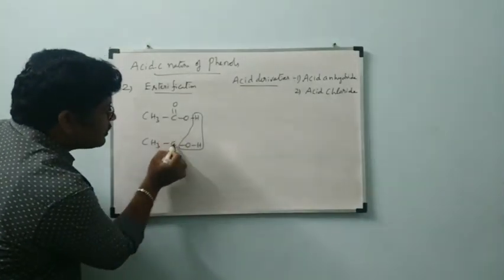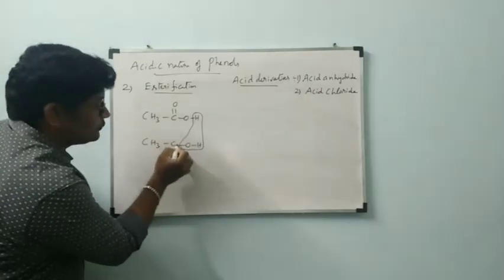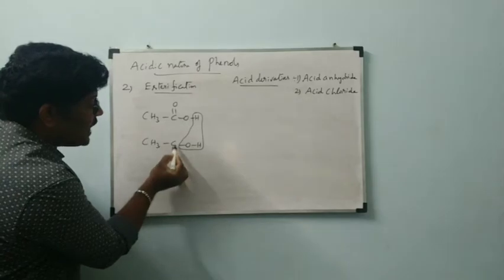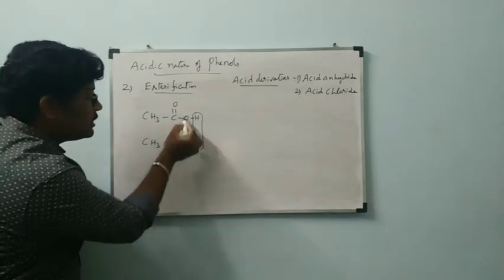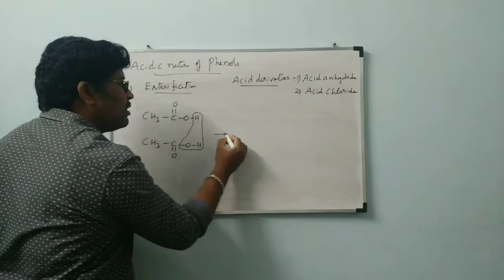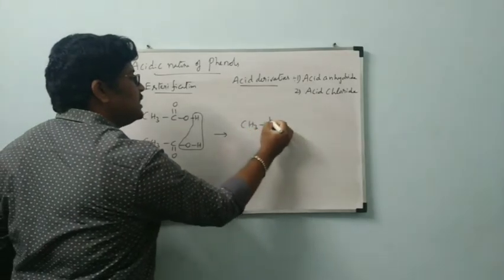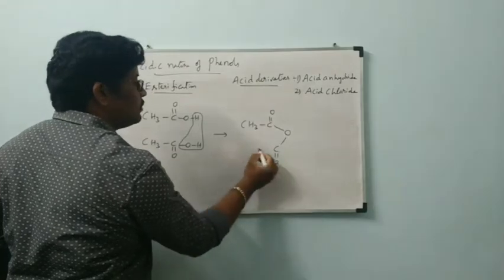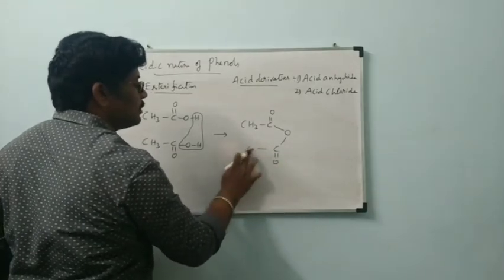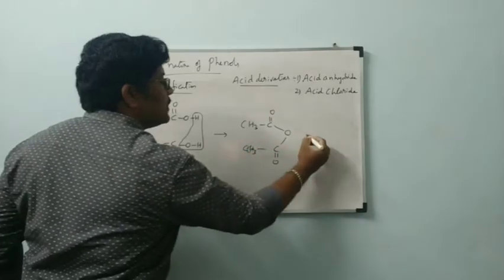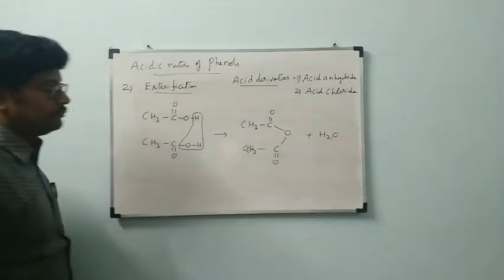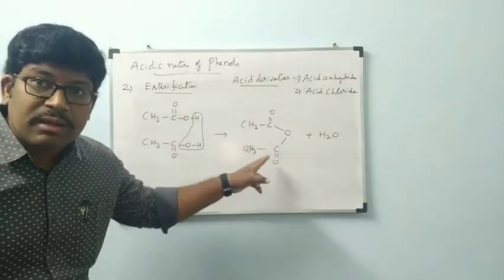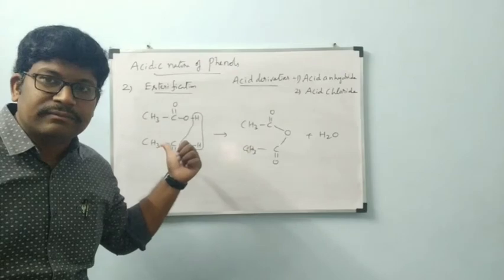This oxygen is going to combine with this carbon. From which atom hydrogen is removed? Oxygen. From which atom OH is removed? Carbon. That O and carbon will be combined to form CH3, C double bond O, O, C double bond O, CH3, plus water. This is the substance which is formed by the removal of water from acid.